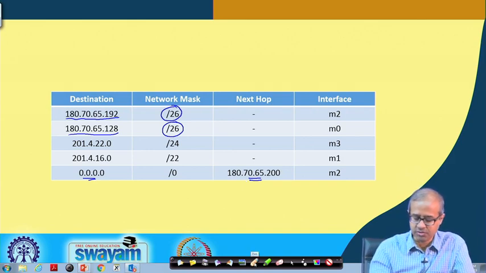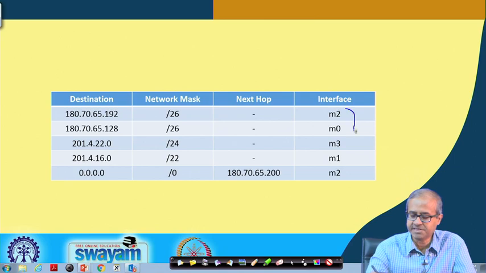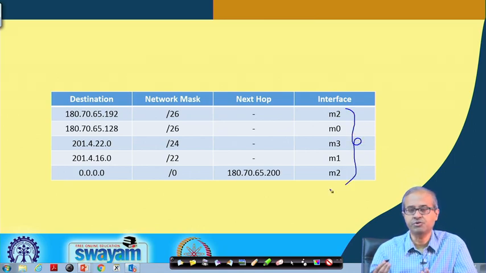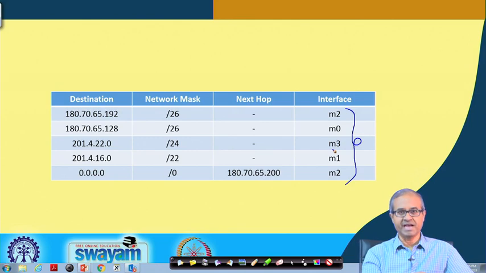Now, you see one thing also, I want to tell you with this example, you see these interfaces are not listed in order M0, M1, M2, M3, they are listed in some arbitrary order apparently. First M2, then M0, then M3, then M1, but there is something orderly about this. You see, we are talking about longest prefix match. Wherever there is a longest match, you take that as the match, others you ignore.